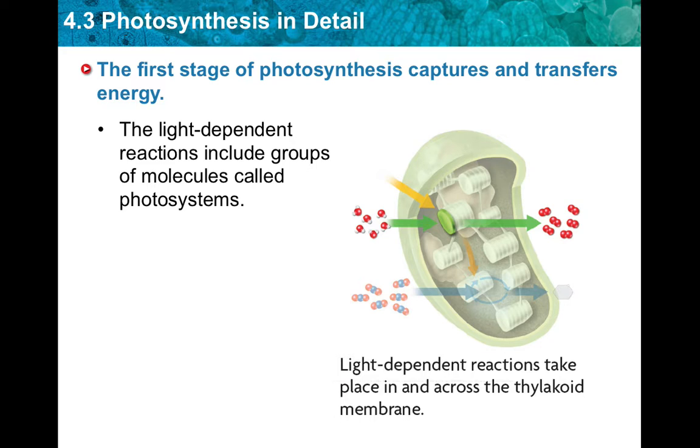A photosystem is a series of light-absorbing pigments and proteins that captures and transfers energy in the thylakoid membrane. There are two types of photosystem, photosystem 1 and photosystem 2. Even though photosystem 2 is called photosystem 2, it is actually the first one that does the job.